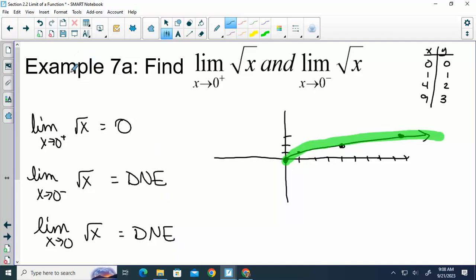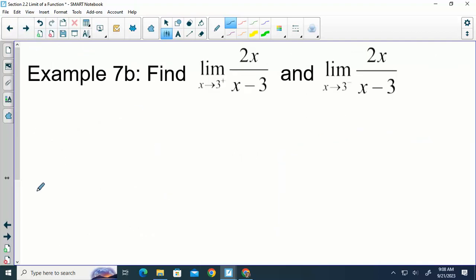Alright. Let's try this. We're looking at the limit as we approach 3 from both the left and the right. What's going to happen at 3? Remember from college algebra, when the denominator is 0, that's when we get the vertical asymptotes. Go ahead and graph this on your calculator: 2x over x minus 3.